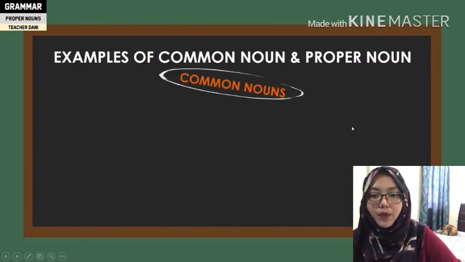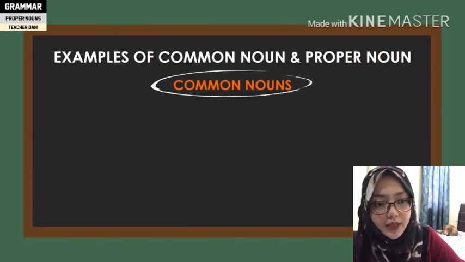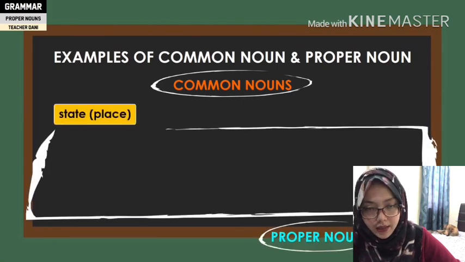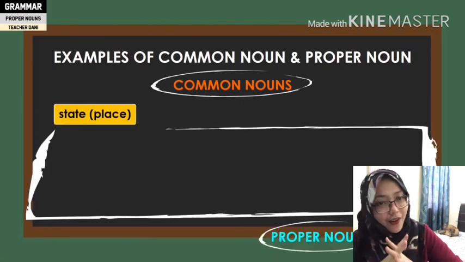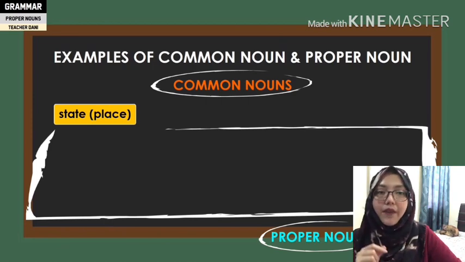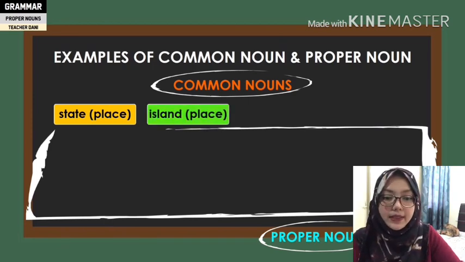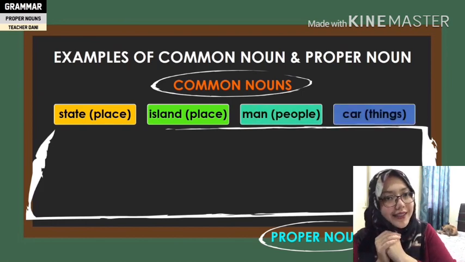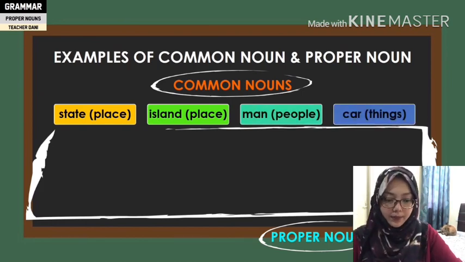Okay, we're going to look at more examples for common nouns and proper nouns. Okay, we have state, which is in the category of place. We have island also in the category of place. We have man as people. And we also have car as things. So let's look at the examples in proper nouns.